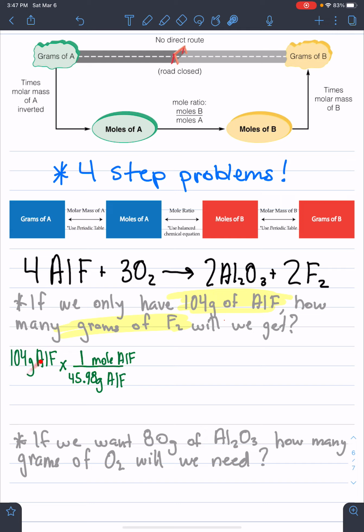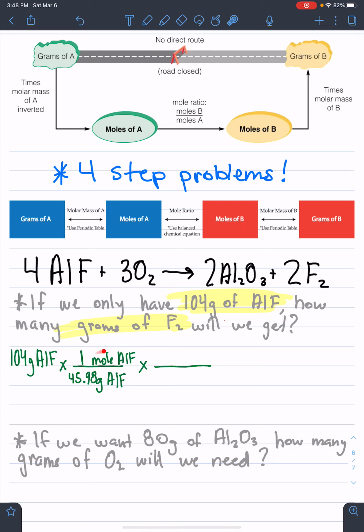All right, so now, if we cross these things out, you see the grams will cancel each other out. So we're left with just moles of AlF on top. So if we're trying to go from moles of AlF, right here at this step, we need to change it into moles of F2. Because we're trying to get to grams of F2, so we need to change this moles of AlF into moles of F2. So to do that, we're going to multiply, and we're going to be using our mole ratio, and we're going to be using our balanced chemical equation to figure that out. So think in your head about what you'd want on top and on bottom of this fraction.